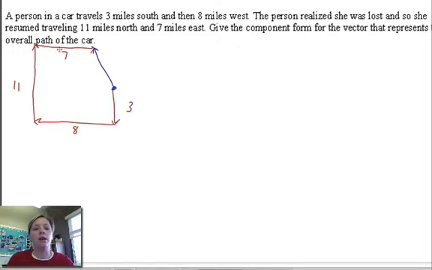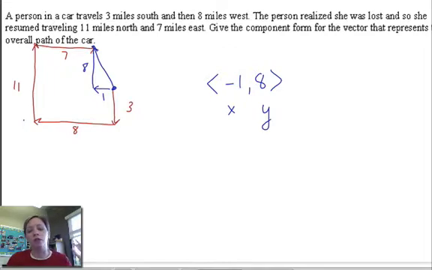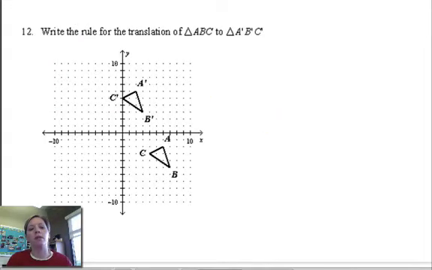Well, if this value is 7 and this value is 8, that means this little piece of my triangle is 1. If this up and down value is 11 and this up and down value is 3, that means this little piece of the triangle has to be 11 minus 3, which is 8. But since I'm going to the left 1 and up 8, in component form that would be <-1, 8>. And just remember to get your x values, your left-right values first, and your y values second.